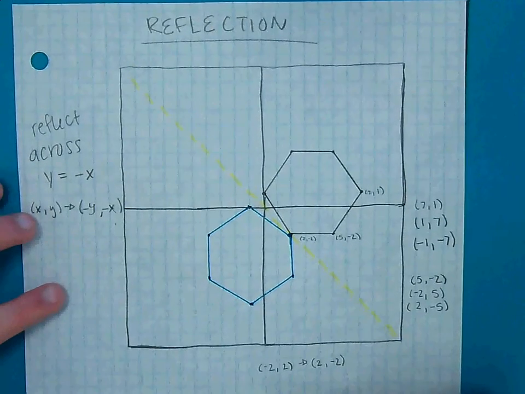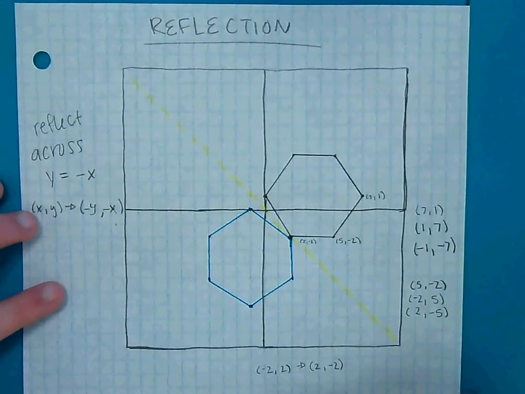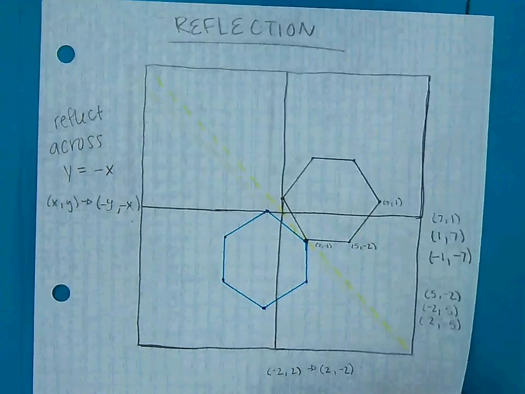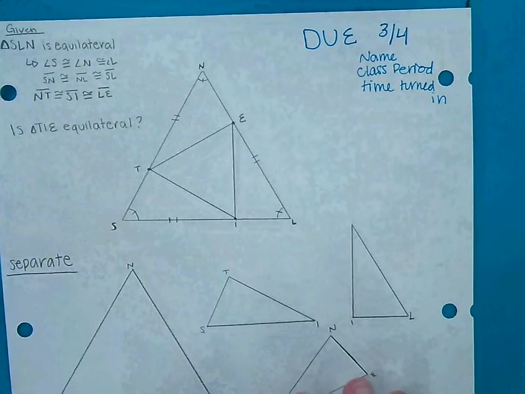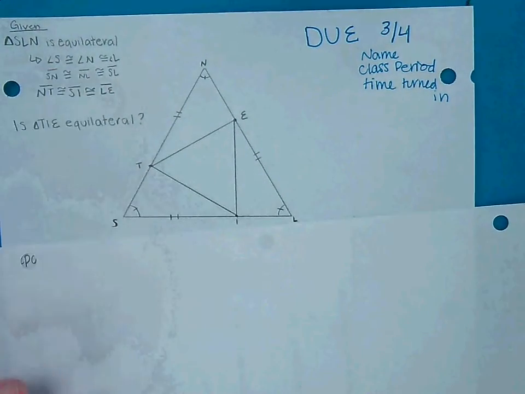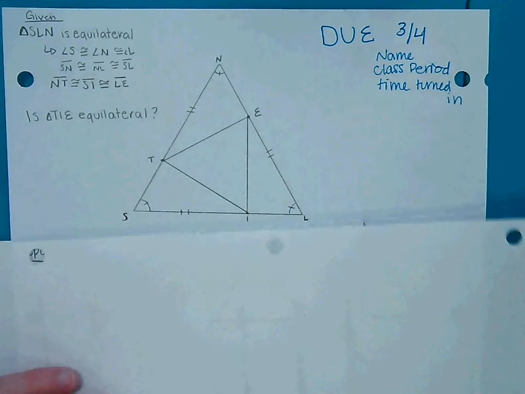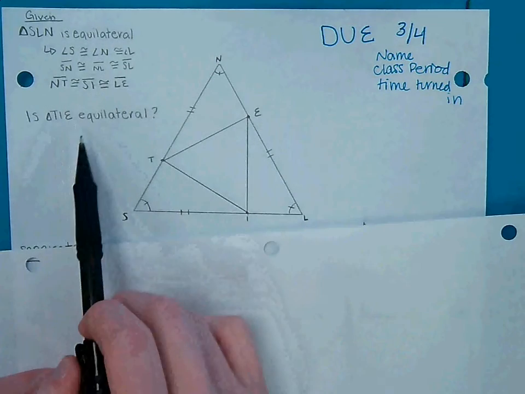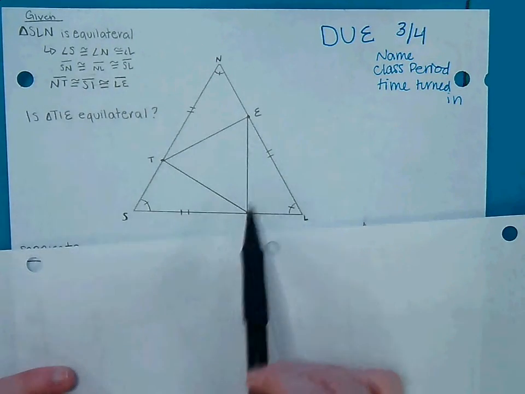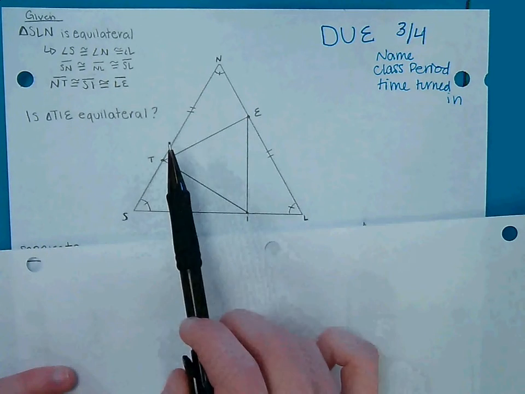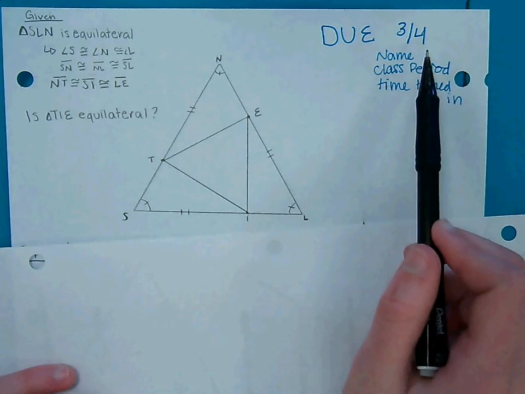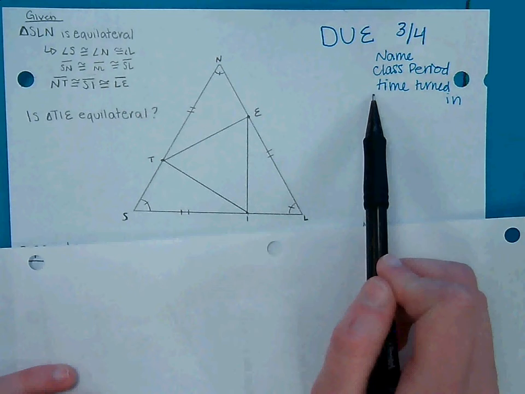Alright? So now this is the end of the video, but I'm also going to show you the problem of the week. If you do not want to participate in it, you don't have to continue watching. This is what you are going to start out with. This is the picture that was given, and this is also what was given in the problem. You are trying to find out if triangle TIE is equilateral, this inside triangle. This problem is due on Monday, which is March 4th. You have your name, class period, and the time you turned it in.